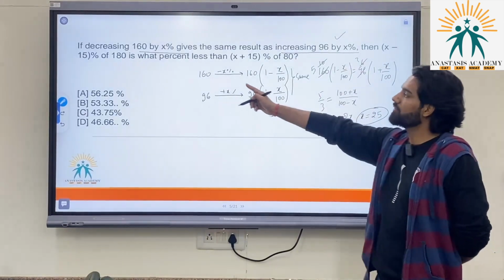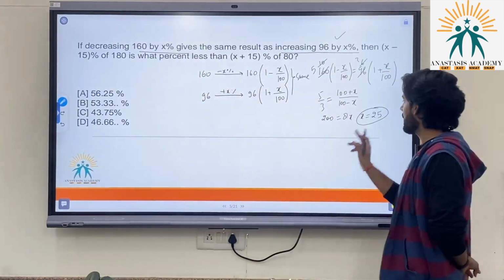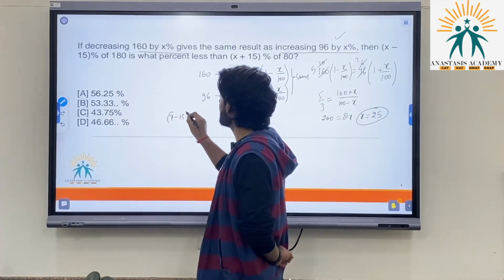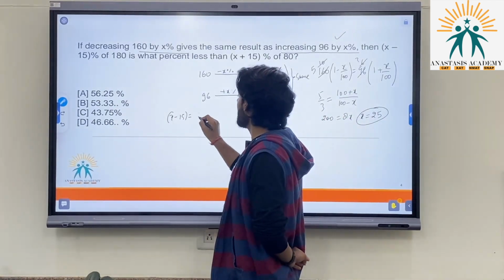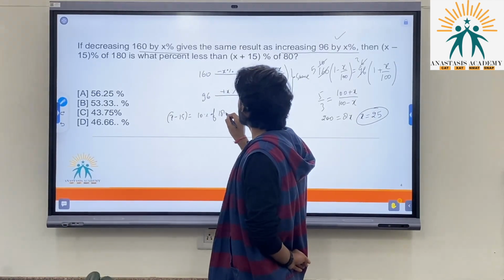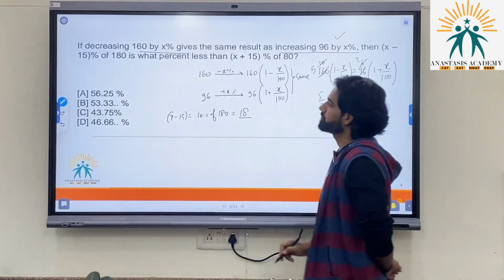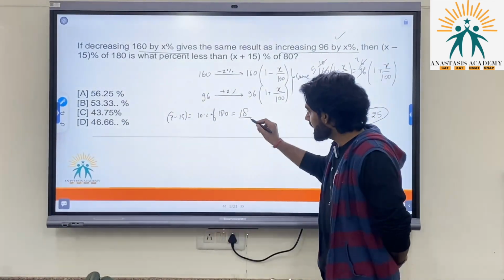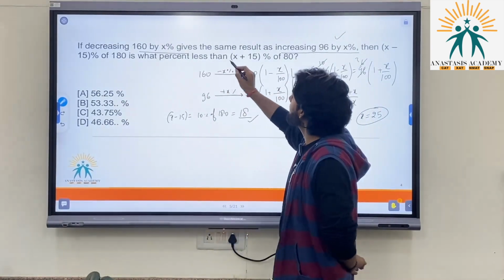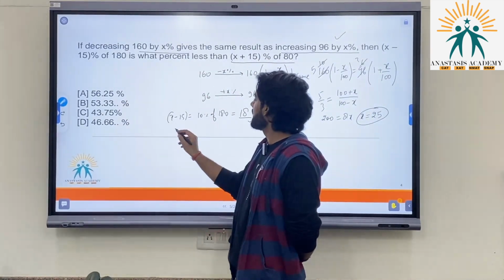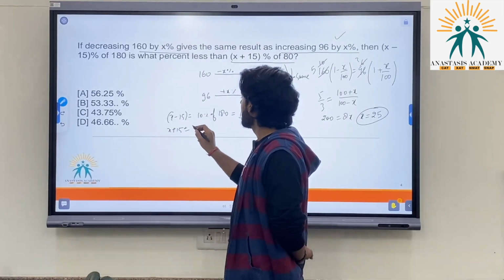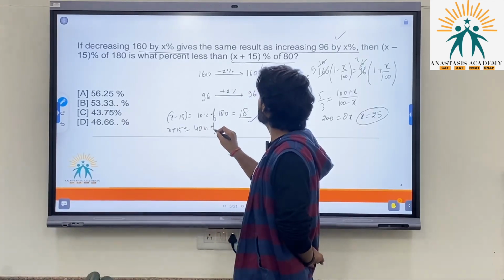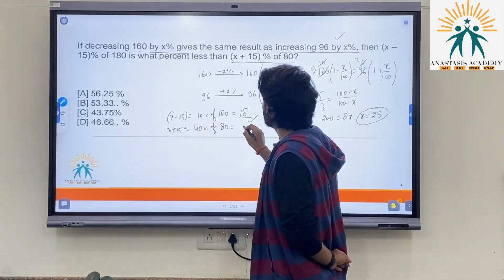Then x minus 15% of 180. First of all, x is 25, so x minus 15 is how much? 10%. 10% of 180 is 18. So it is asked that x minus 15% of 180, that is 18, is what percent less than x plus 15% of 80? x plus 15 is how much? 25 plus 15 is 40. So 40% of 80 is 32.